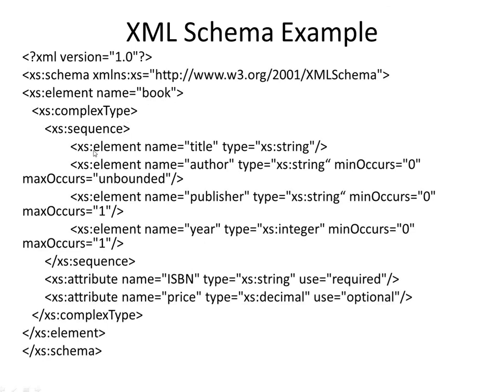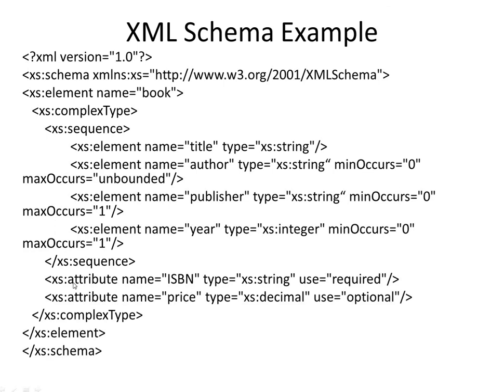And these are encapsulated in a sequence. So in an XML document which adheres to this XML schema, all the sub elements must appear in the same order in which they are declared here. Now this book element also includes two attributes, ISBN and price.